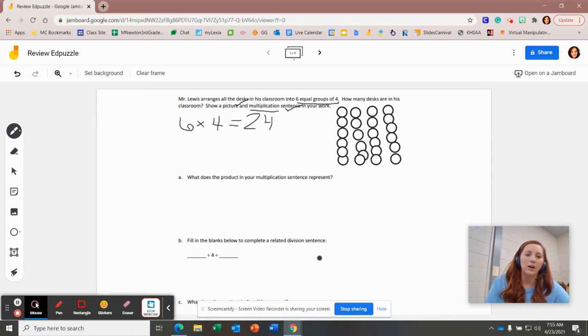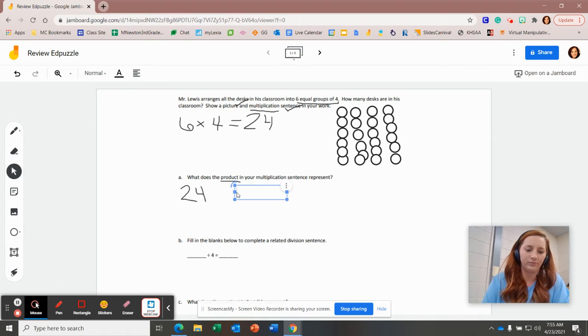Check. All right, part A, what does the product in your multiplication sentence represent? Well, our product, remember, is the answer to a multiplication problem. So 24 represents the total amount of desks.